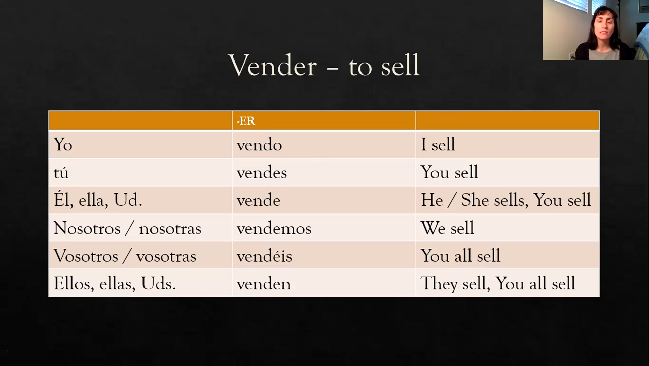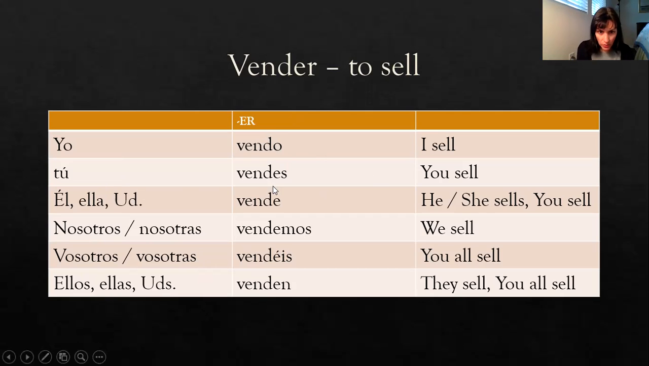So for example, I sell tortillas, vendo tortillas. I sell clothes, vendo ropa. We sell tortillas, vendemos tortillas. We sell clothes, vendemos ropa. You just change the ending in order to signify a different subject.